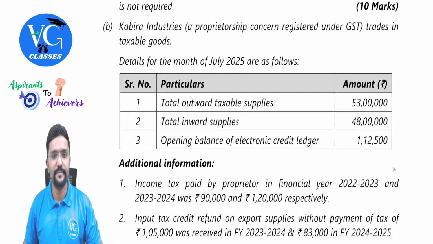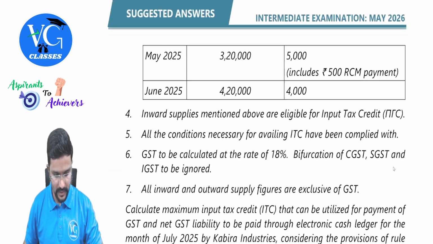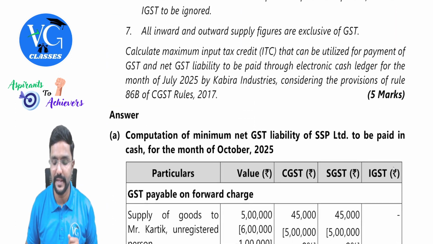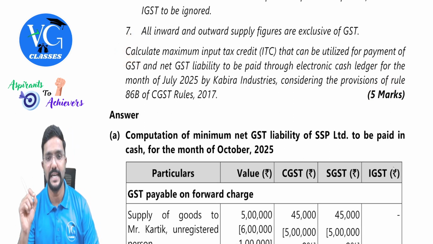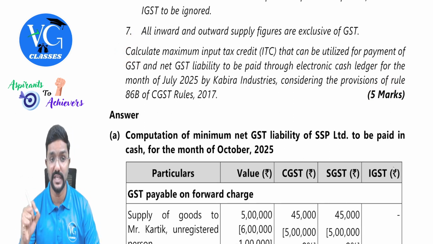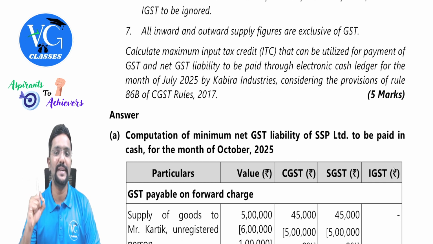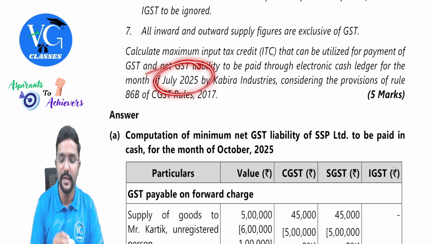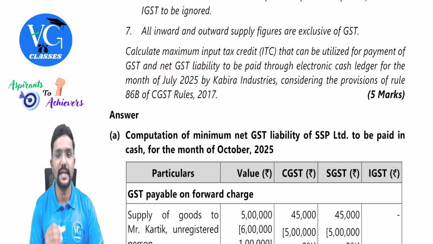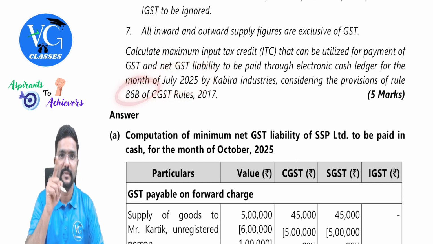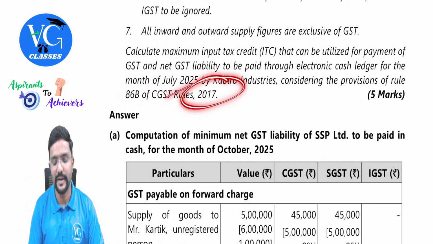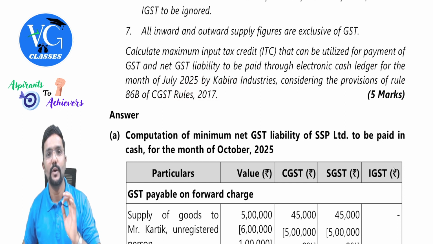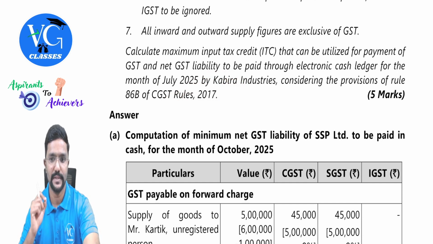Sub question B. What is it? This also looks lengthy. So let me read the requirement first. 5 marks question. Calculate the maximum input tax credit that can be utilized for the payment of GST and net GST liability to be paid through electronic cash ledger for the month of July 2025 by Kabira Industries, considering the provisions of Rule 86B, part of input tax credit chapter of CGST Rules 2017. Yes, sir. So question is on Rule 86B, guys.